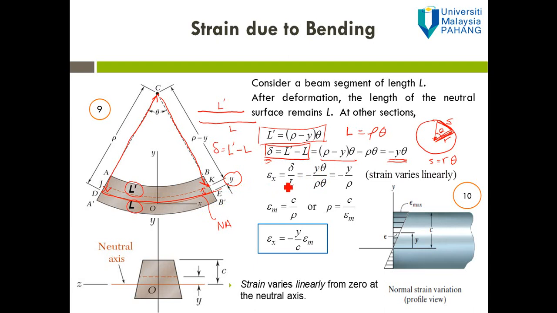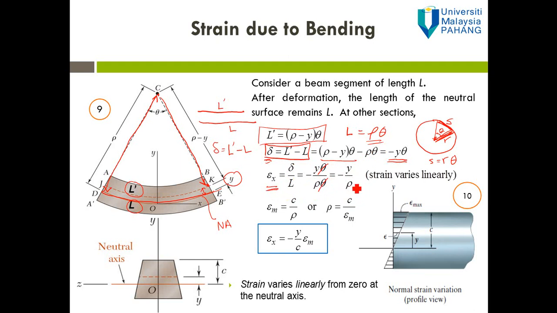As we know, the strain epsilon x is equal to the deformation over the original length. We replace the deformation with minus y theta, divided by L, where L equals rho theta. We cancel out the theta, so we get epsilon x equal to minus y over rho.